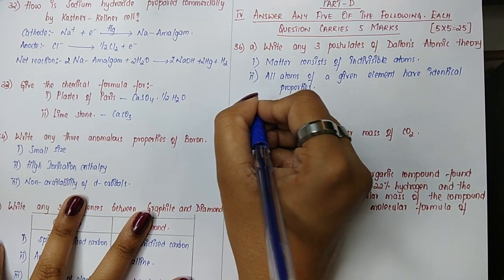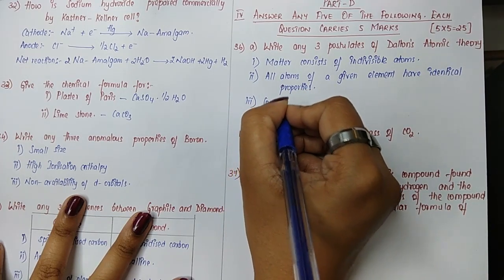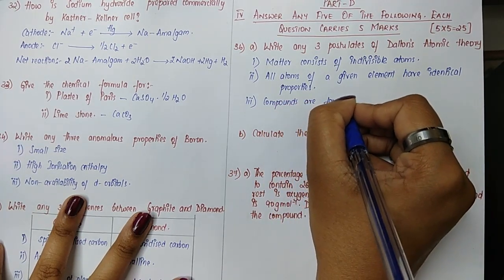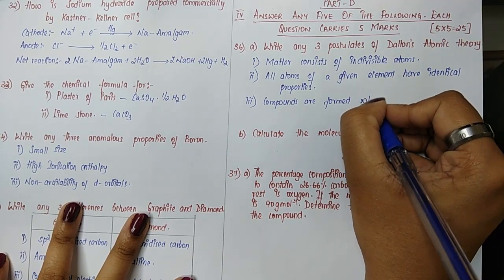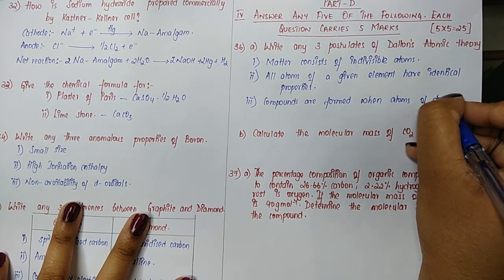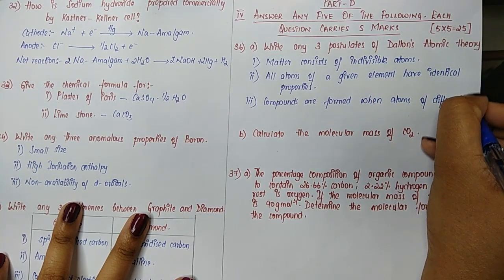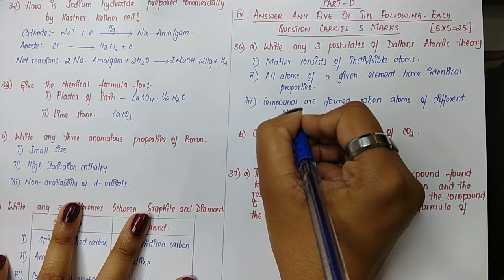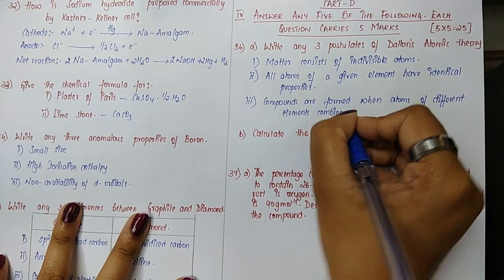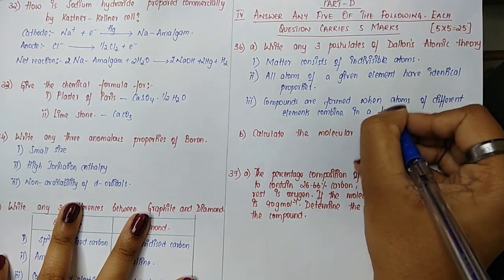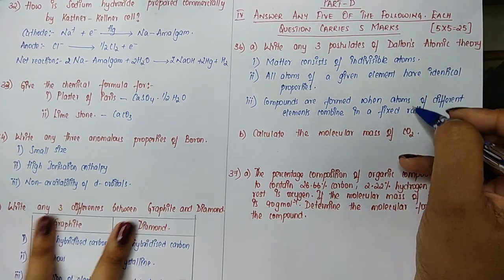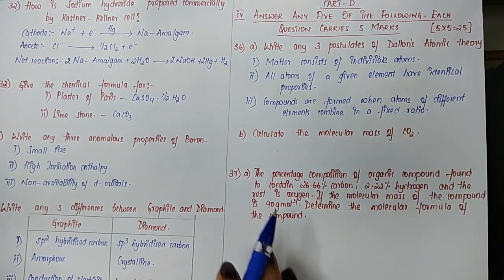Third point is compounds are formed when atoms of different elements combine in a fixed ratio. So 3 points for a 3-mark question because it clearly says 3 postulates.